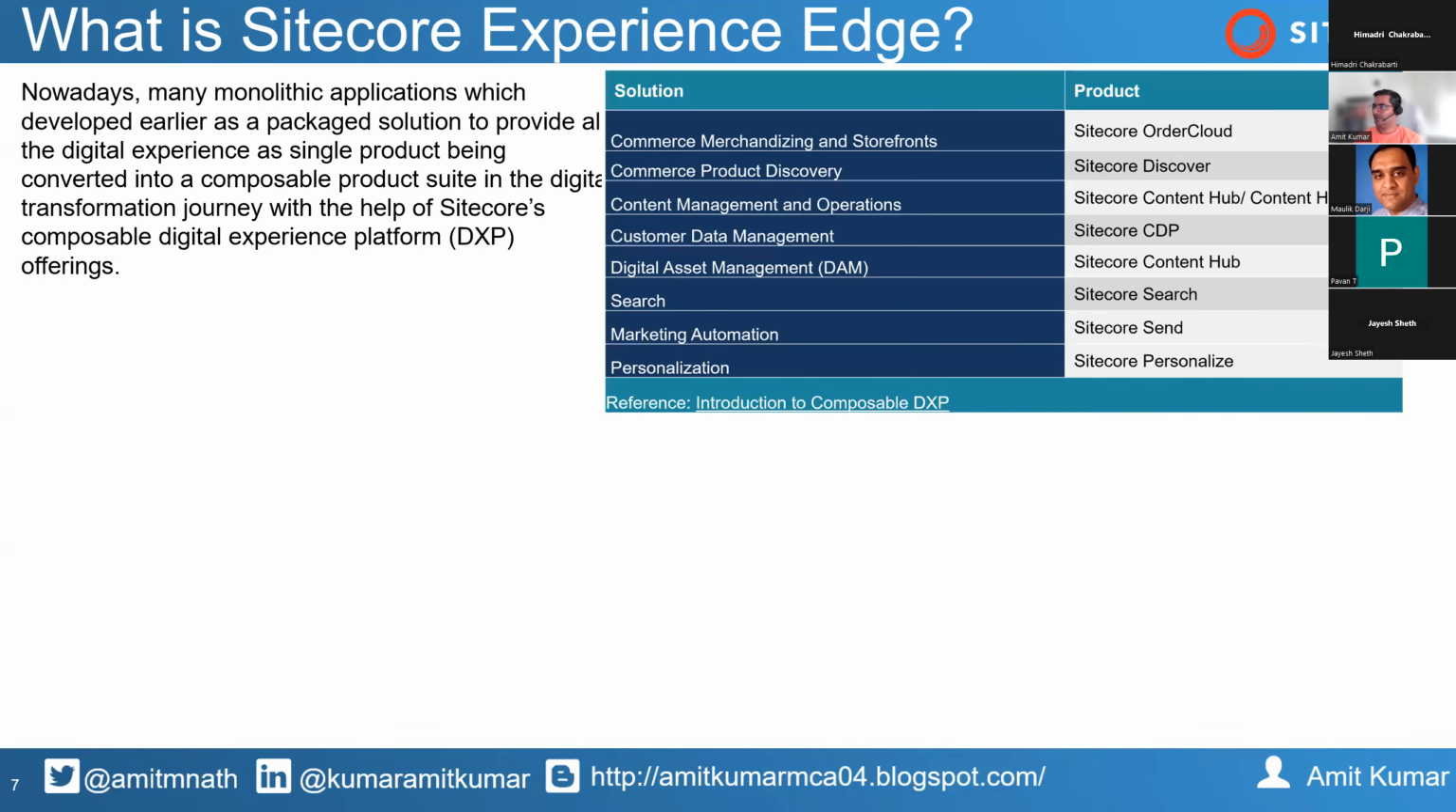So these are the solutions or requirements your project generally has, and the products which can fulfill them. If you are using commerce, merchandising and storefront, then you can utilize Sitecore OrderCloud. And if you are looking for search only in your application, you can utilize Sitecore Search. That is another product, which is a cloud-based or SaaS offering. And for marketing automation and personalization, you can utilize Sitecore Send and Sitecore Personalize.